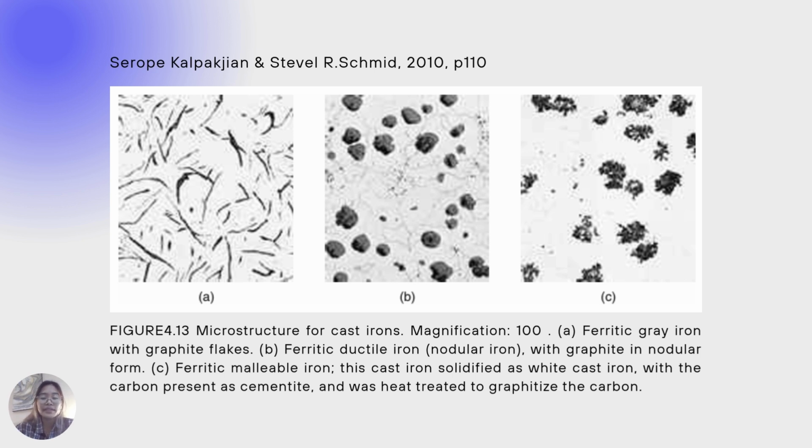On the very right, in image C, we see ferritic malleable iron. This material originally solidifies as white cast iron, where the carbon is present as cementite. It is then heat treated to convert the cementite into graphite clusters, or temper carbon. This process produces a tough and ductile material, commonly used in fittings, brackets, and automotive components.